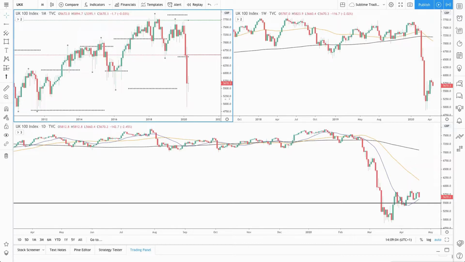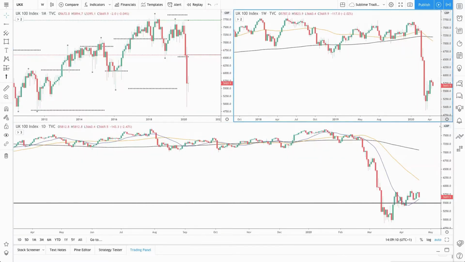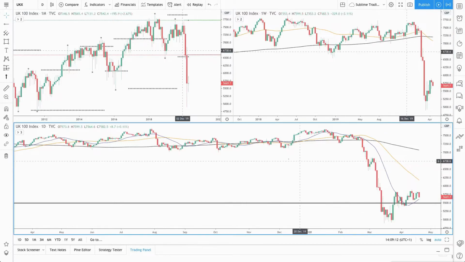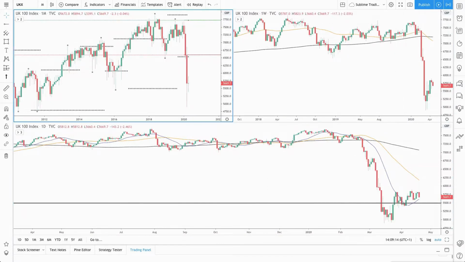Okay, let's get into the chart, starting with the FTSE 100. Now, of course, this is our three-screen setup: monthly in the top left, weekly in the top right, and our daily chart here at the bottom. If we start with the monthly on the FTSE 100, not much change really. Price is still finding support at the low of February 2016.